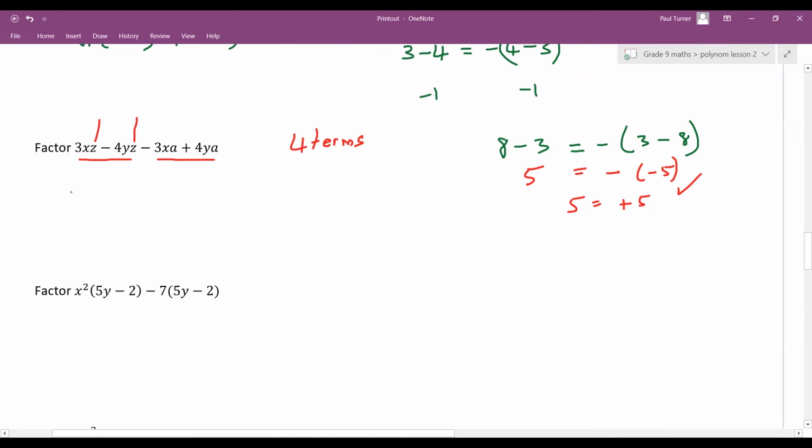So like you did yesterday or on Monday, take out z. What are you left with? 3x minus 4y. Like that. Now look here, what's the common factor here? We'll use the minus here. So put the minus sign in there. And then the common factor here will be a. You see that? A is here. So we put a in the front.